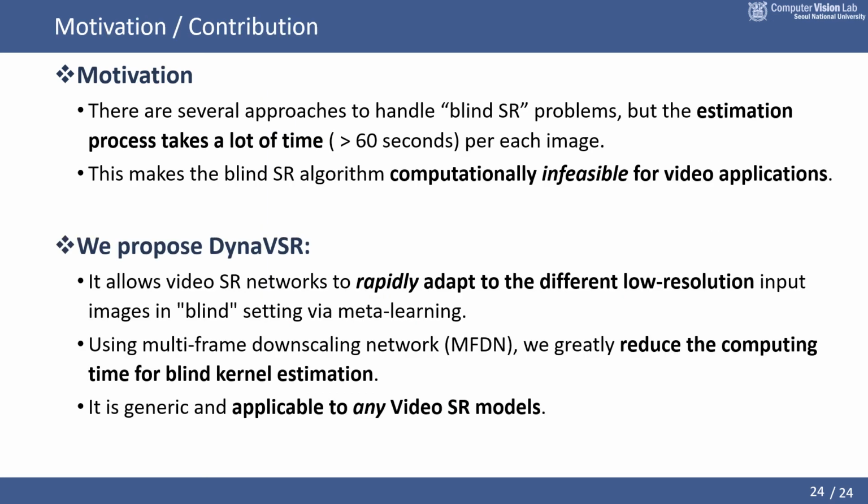To summarize the motivation and the contribution of our work, the blind image super-resolution problem requires a downscaling kernel estimation process for each input image. However, existing work typically requires many seconds for a single image, which makes it computationally infeasible for video applications. The proposed DynaVSR framework makes this process extremely faster by introducing an efficient multi-frame downscaling network, MFDN, and combining it with the baseline video SR model via meta learning and MAML. Also, it is generic and applicable to any deep learning-based video SR methods.